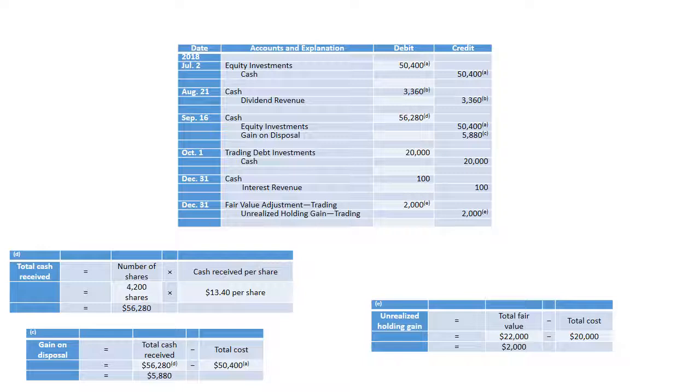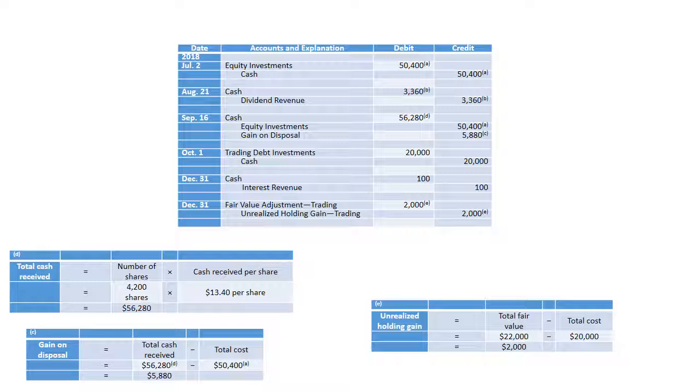What do we credit? We credit an unrealized, meaning not realized yet, so it's not a sold gain. This gain is not the result of a sale. That's what that indicates. It's merely a gain because of the difference between the fair value at the end of the year of the bond and its carrying amount of $20,000. That unrealized holding gain of $2,000 is reported on the income statement in the other revenue and expense area, just like the gain on disposal.